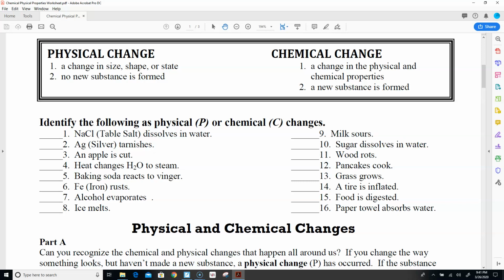Well, that'd bum you out because guess what? Batter doesn't taste the same as pancakes. So anything with cooking, it's going to be chemical because it changes, it breaks bonds, makes new bonds. It's a different substance. 13, grass growing. That is chemical, believe it or not.